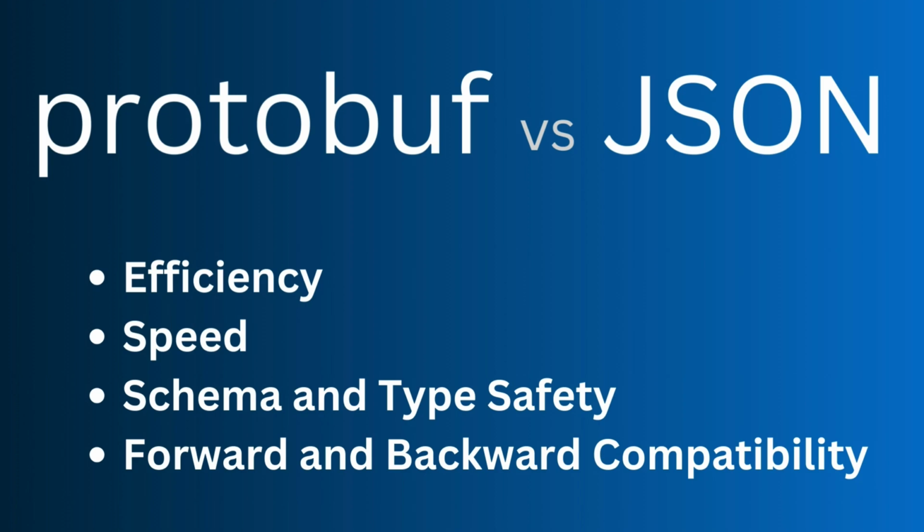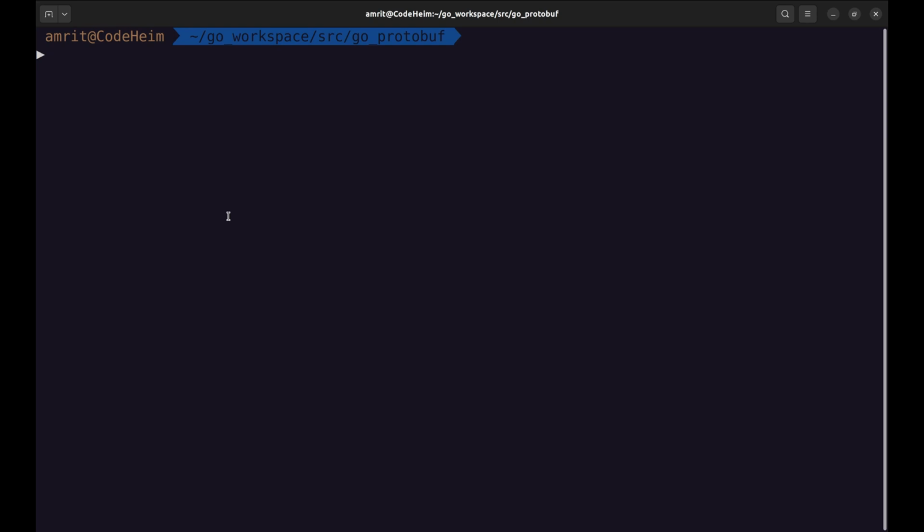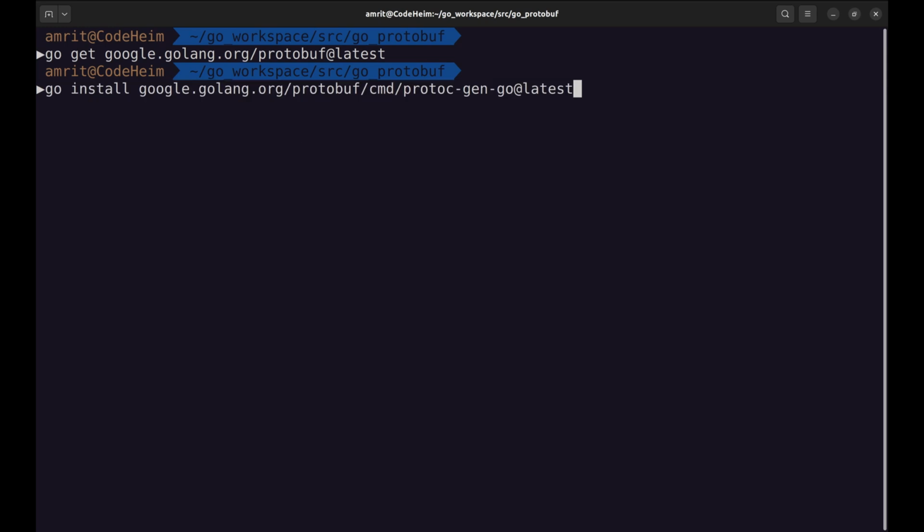Before we start, make sure you have Golang and the Protobuf compiler, protoc, installed on your system. Let's get started. This command installs the Protobuf package. Next, we need to install the Go plugin for Protobuf by running this command. This plugin will be used to generate Go code from our Protobuf definitions.